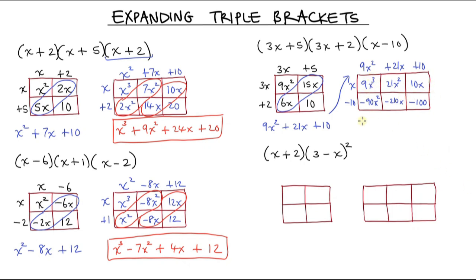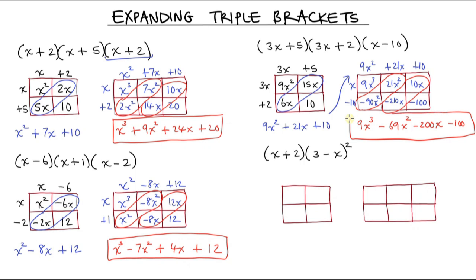And then finally, let's write our final answer down because we've got all of our terms. We just need to simplify. So we're going to have 9x cubed. These two terms, it's quite nice that you always get the diagonals that simplify. So negative 90 plus 21 is going to be negative 69, I think. Negative 69x squared. And then these two terms, negative 210 plus 10, well, that's just going to be minus 200. So it's going to be minus 200x and then minus 100.